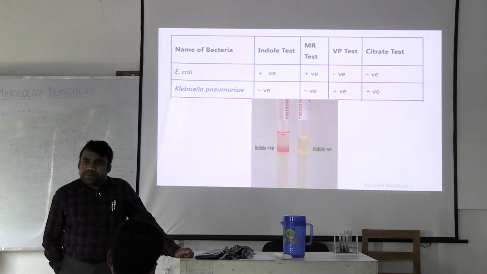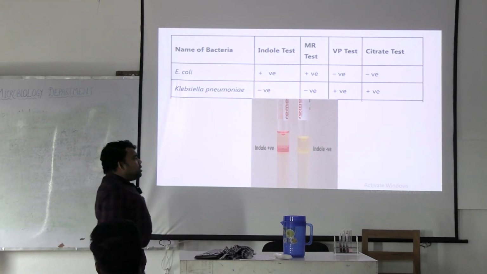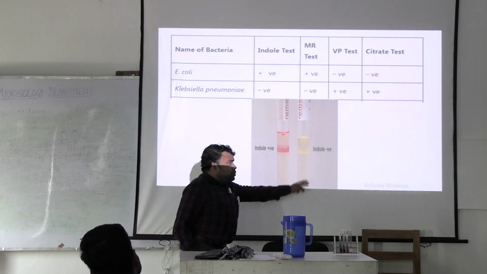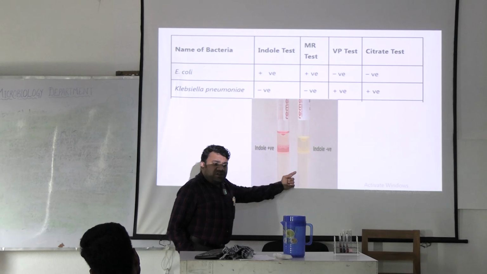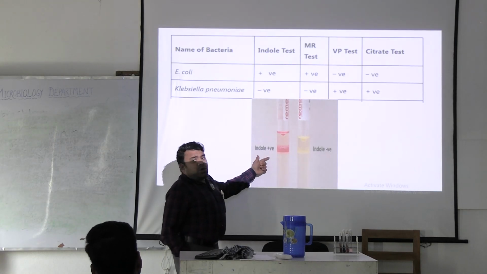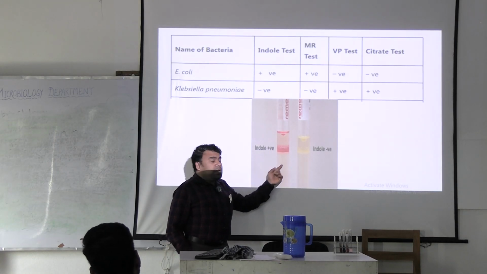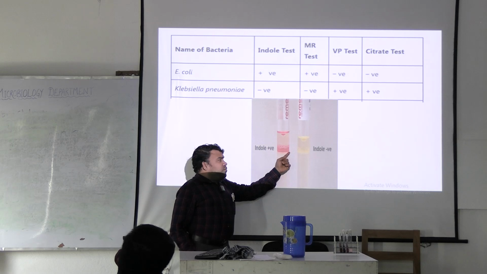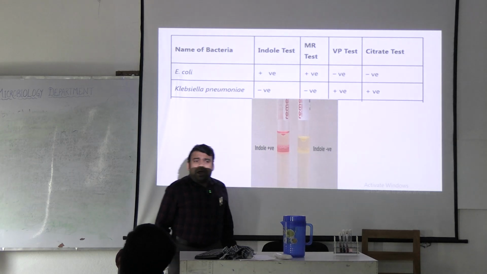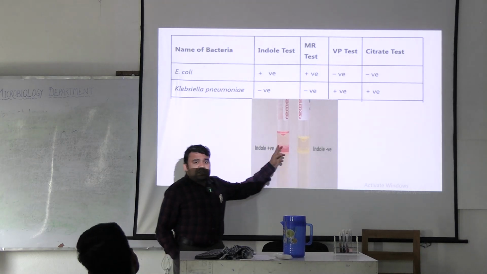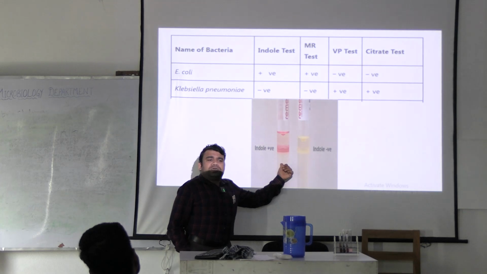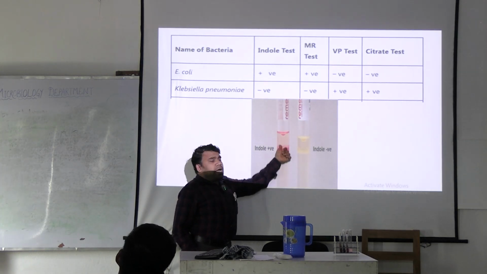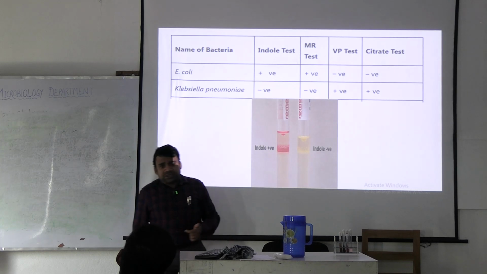coli and Klebsiella. If you look at this picture, Klebsiella will give an indole negative reaction, whereas E. coli will give an indole positive reaction, which we can observe by formation of a red color ring at the surface of the two reagents. The bottom one is the liquid culture media, in which the tryptophan is degraded to form indole derivatives, and it is detected by the indole reagent.